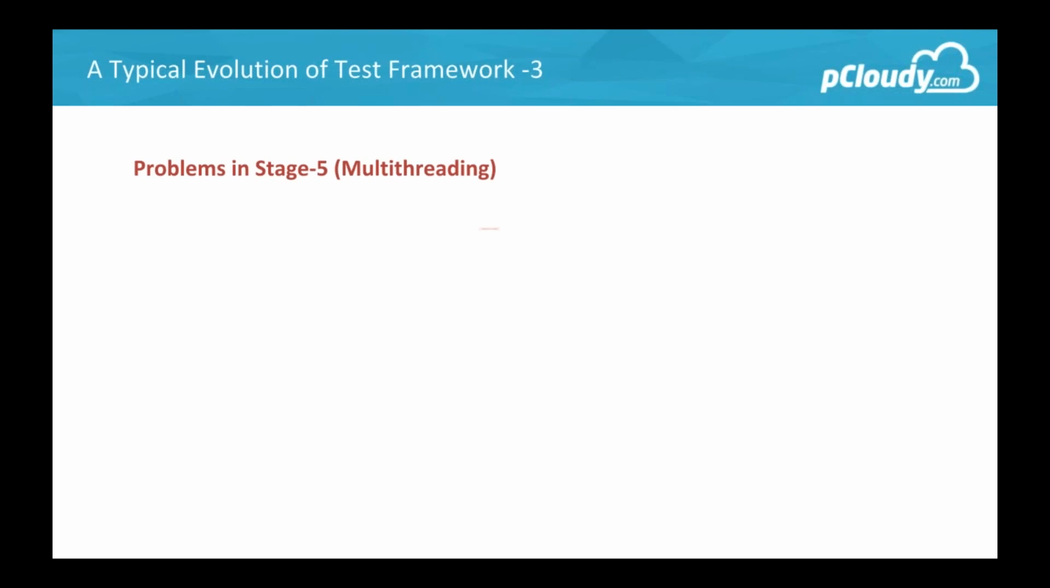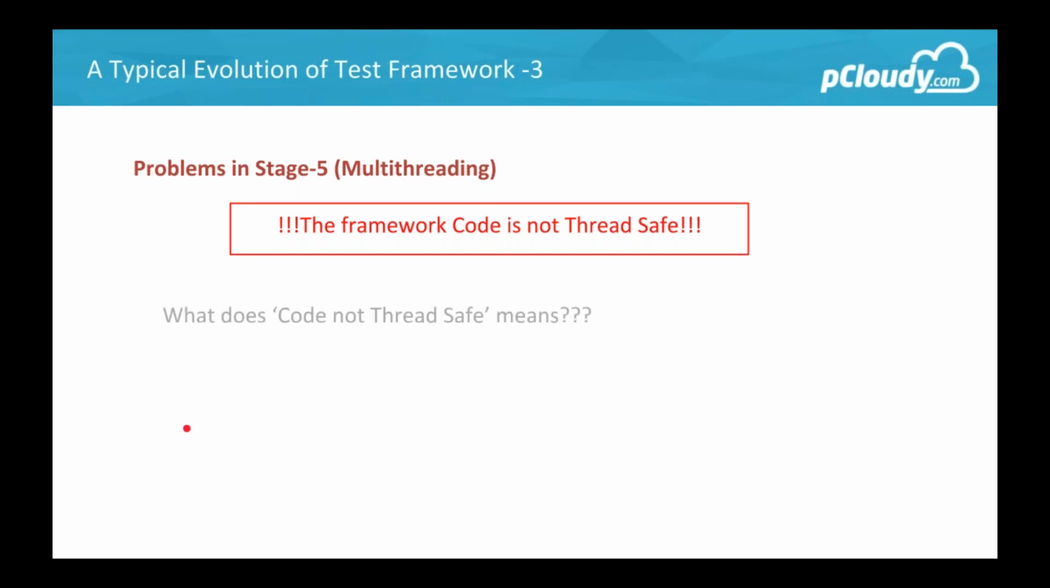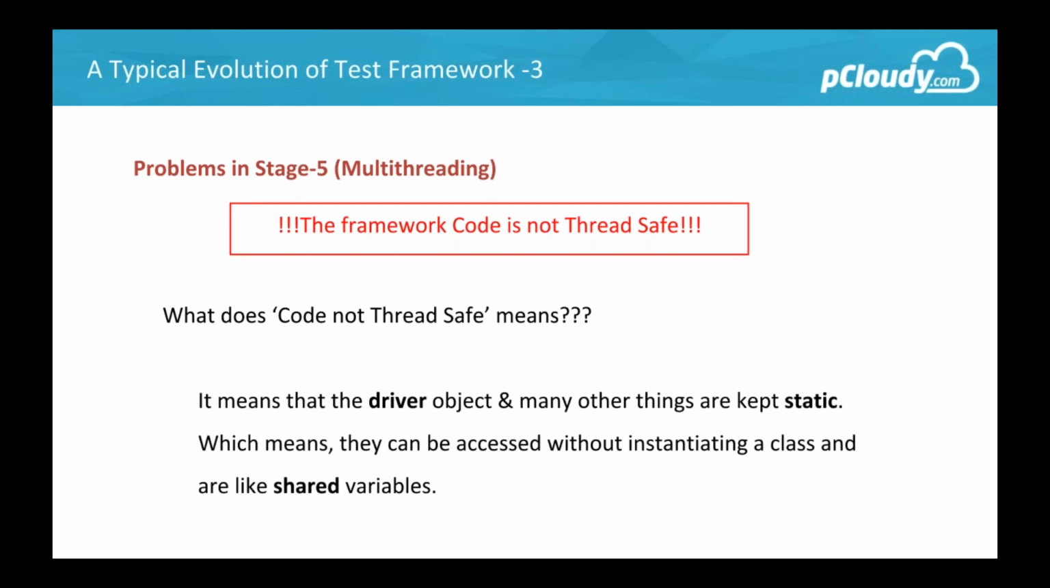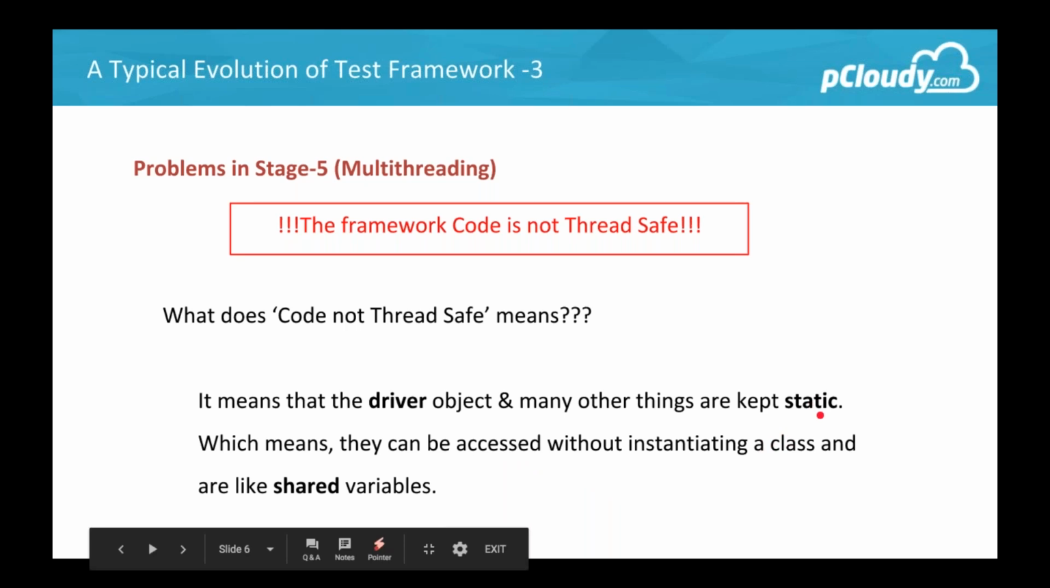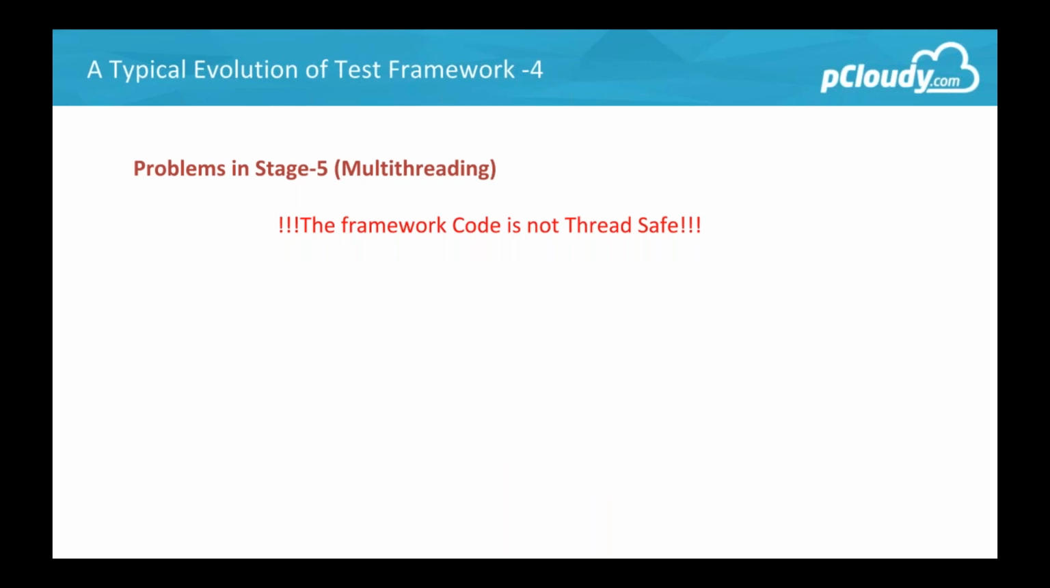But there are some problems in stage 5 as well, with multi-threading. Whenever we want to attain multi-threading, we find that the framework code is not thread safe. What does it mean that code is not thread safe? It means that the driver object, in the case of Selenium or Appium, and some other things like reporting frameworks and other accessors, are kept static. They are kept as public static WebDriver driver equal to null. The driver object was kept static, which means it can be accessed without instantiating a class and is like a shared variable.